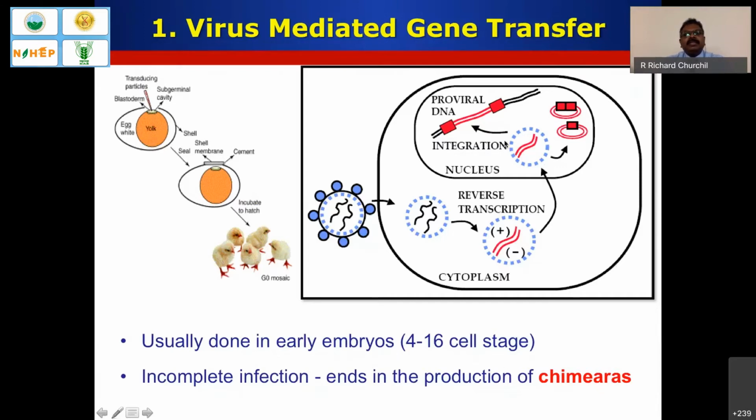So all the cells are not infected. If complete infection is not happening, then some cells will have the original host genome. The other cells will have the transgenic genome. So the bird that grows out of that zygote will be a chimera. It contains the cells of both the host and the transgenic cells.